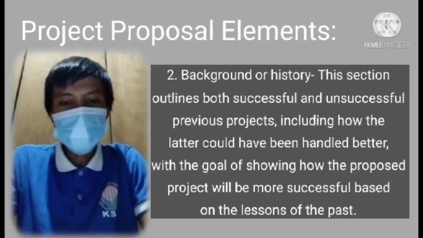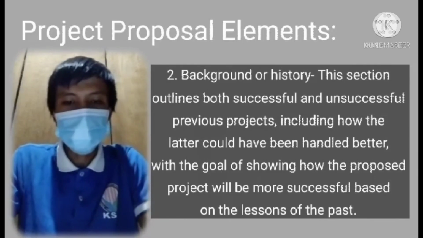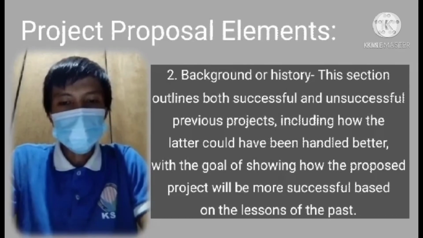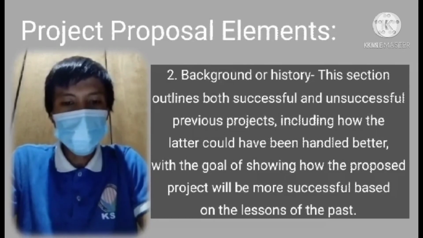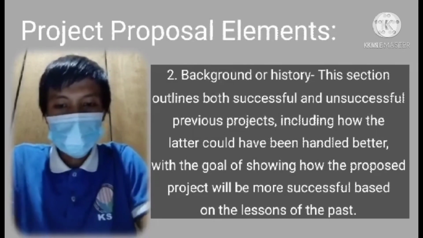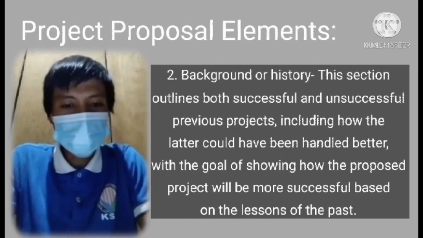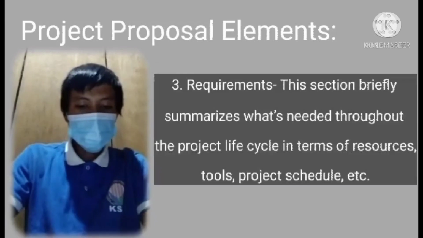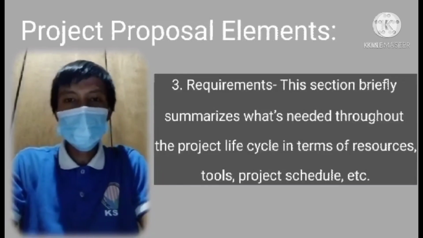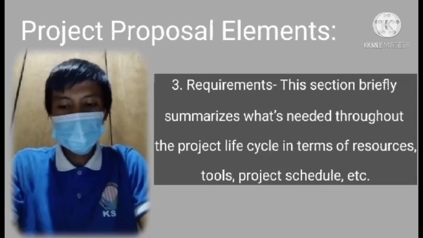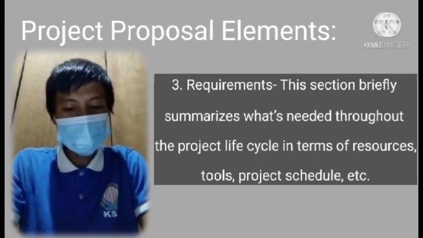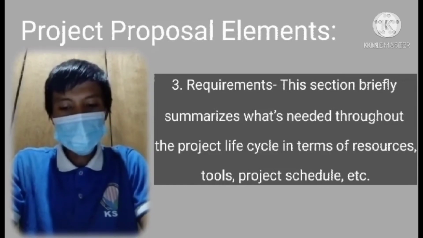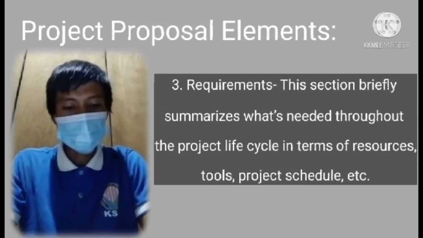Background history. This section outlines both successful and unsuccessful previous projects, including how the latter could have been handled better, with the goal of showing how the proposed project will be more successful based on the lessons of the past. Requirements. This section briefly summarizes what is needed throughout the project life cycle in terms of resources, tools, and project schedule.